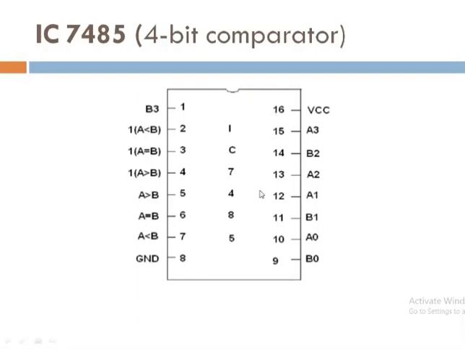So in this way, this is the pin configuration of your 7485 IC. 8 pins are for the input, 2 pins are for the ground and VCC, 3 pins are output pins, and 3 pins are considered as cascading inputs.